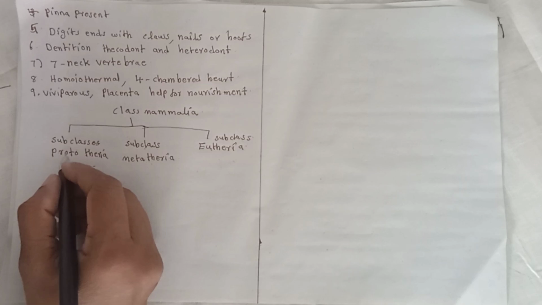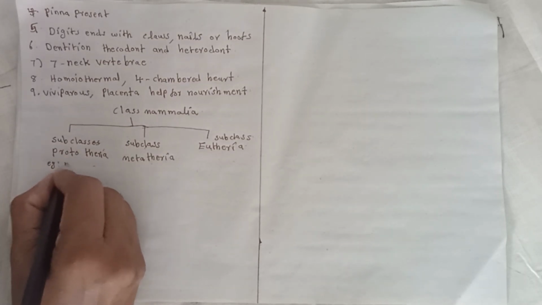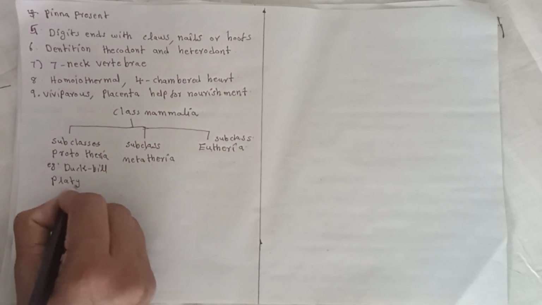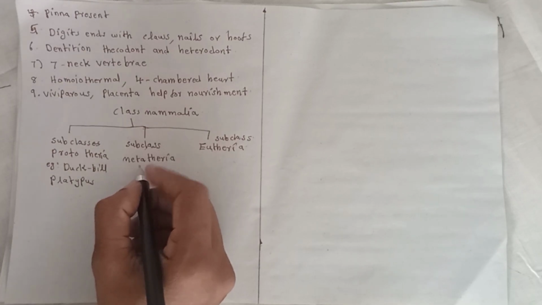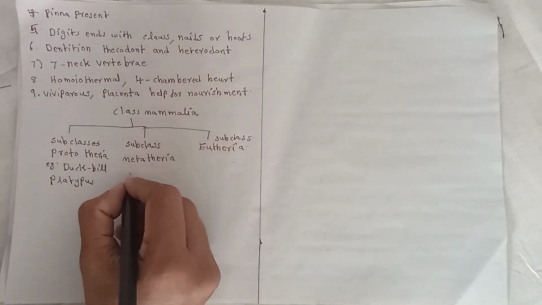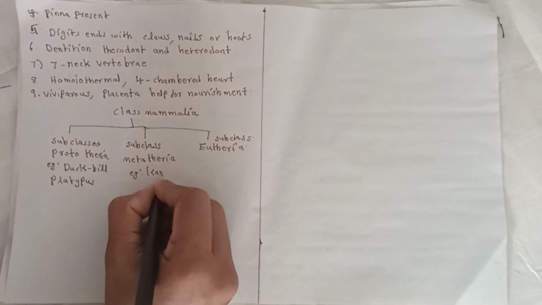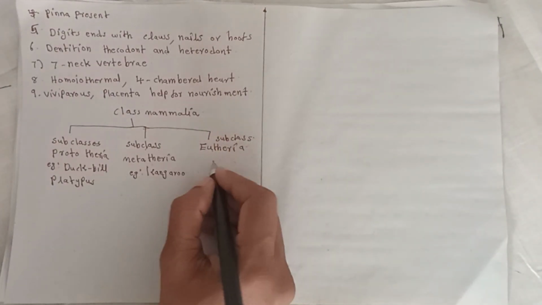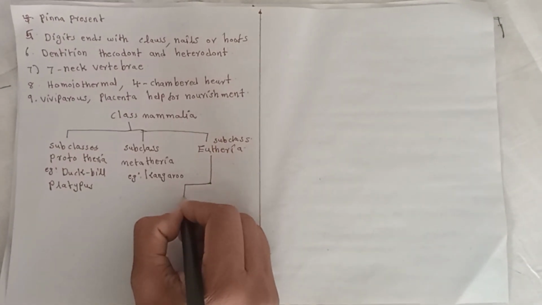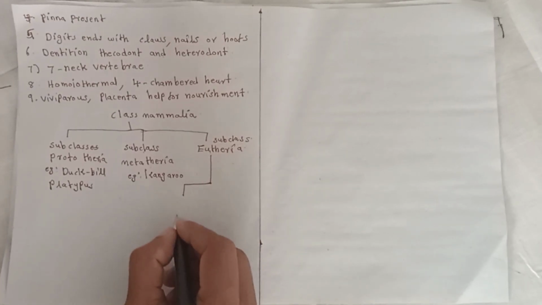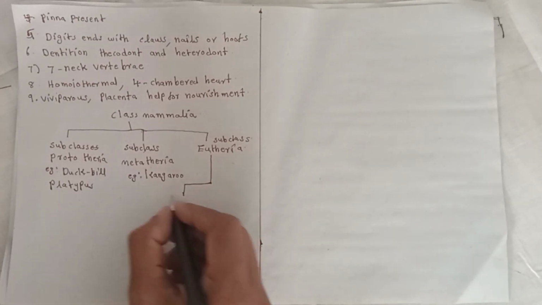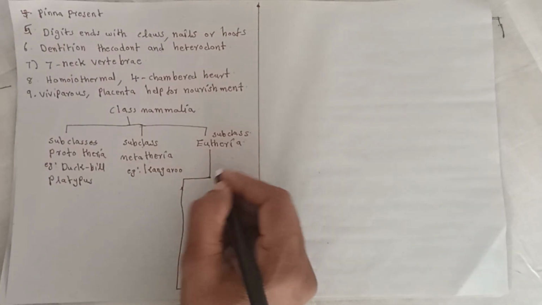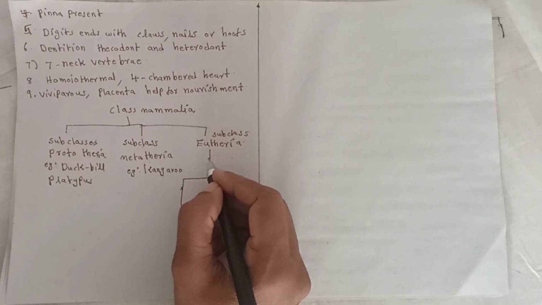The Prototheria example: duckbill platypus. Example of Metatheria: kangaroo. The Eutheria is again divided into seven orders. The subclass Eutheria with seven orders.